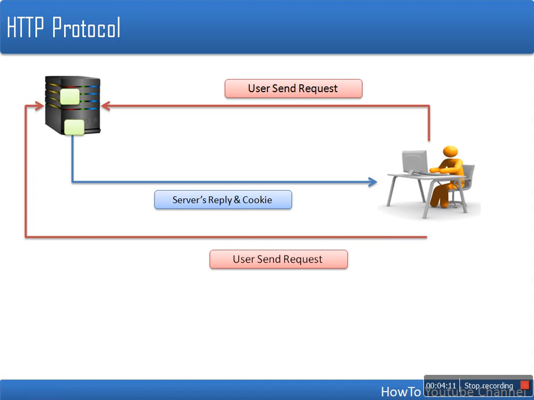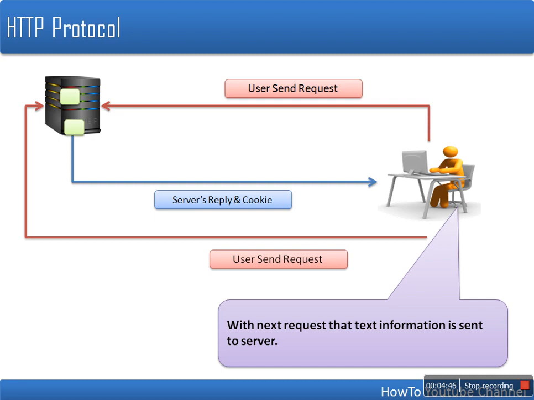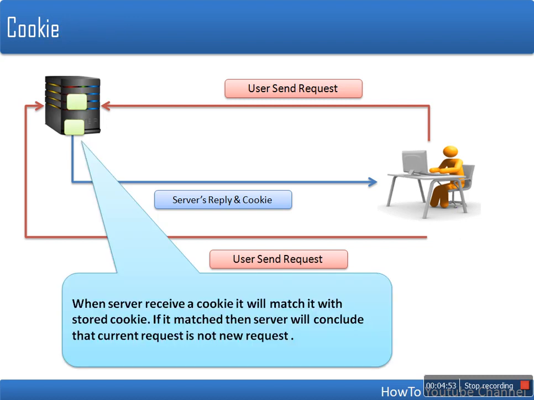Now what will the server do? Whenever the server receives this cookie, it will match it with its existing cookie. So the server will match these two cookies. If these two pieces of information match, the server will conclude that this cookie is coming from a client that it generated it for, so that client must have interacted with this server previously. So the server will conclude that this is not a new client. This is the way cookie helps to identify whether the server is receiving a request from the same client or from a different client. When the server receives a cookie, it will match it with the stored cookie. If matched, it will conclude the same client is sending the request.